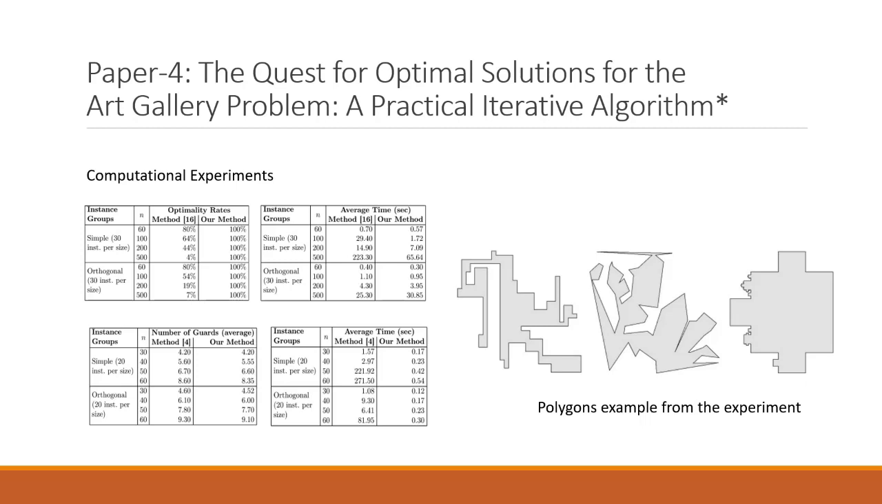So basically the optimality rates should always be higher. In this case, this paper has the highest optimality, that is 100%. Then the average time should always be lower, and we can see the algorithm given in this paper has lower time as compared to the prior methods, and we can see that in the table. Then the number of guards should always be minimum. So the number of guards is also comparable and a bit less than the prior methods.